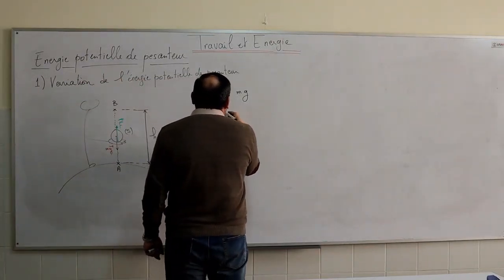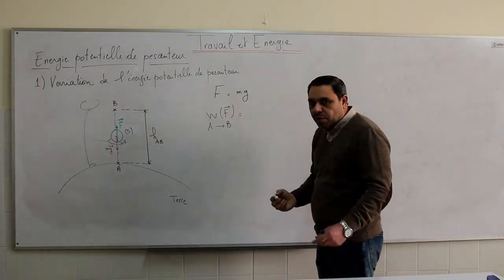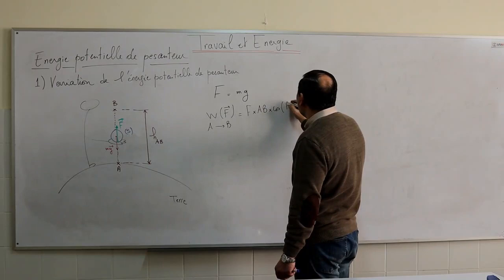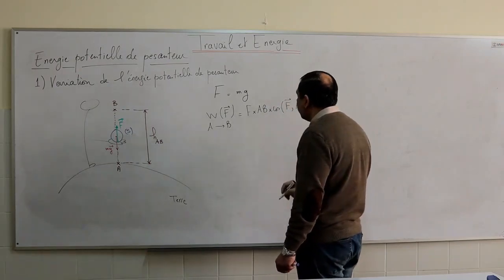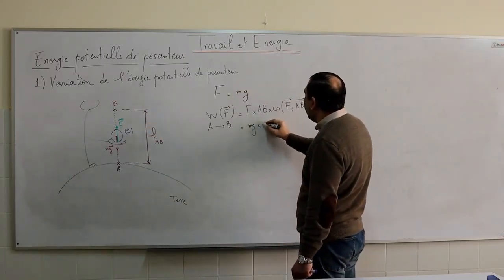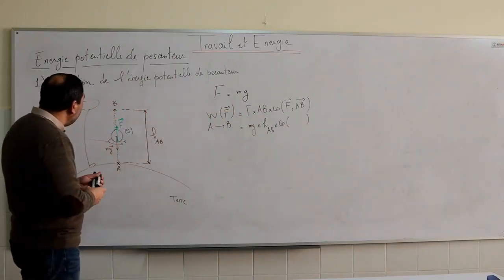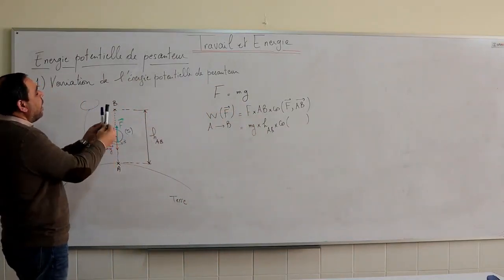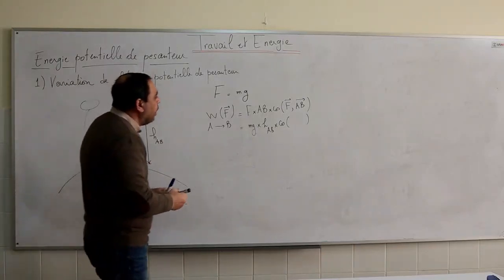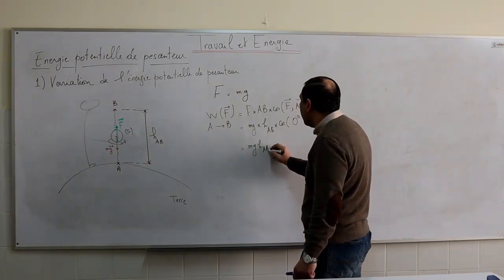As a result, the work of this force F when its point of application moves from A to B is a work of a constant force. So the work is F times AB times cosine of the angle between F and AB. F is equal to mg and AB is the height HAB. AB is upward, F is upward as well. This is AB, and F has the same direction as AB. So the angle between F and AB is 0 degrees. As a result, the work is mg times HAB.